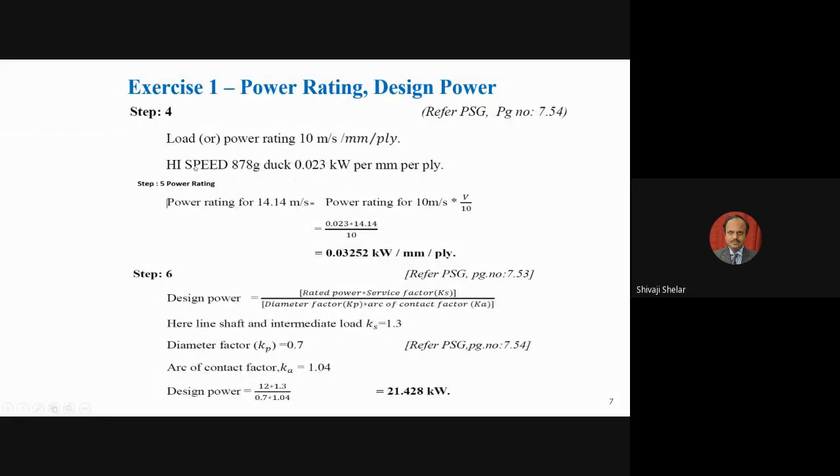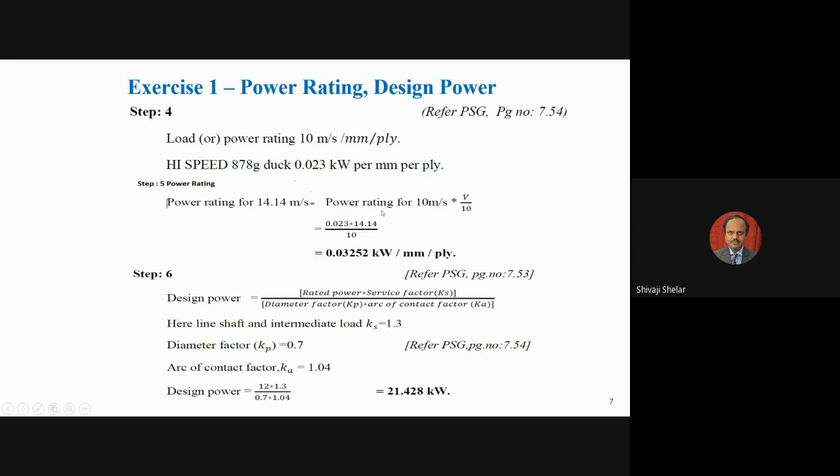We have selected here the high speed belt. For that, the power rating was 0.023 kilowatt per millimeter of width per ply. Number of plies is 1 here. By selecting this width, we can go for the power rating for the application required. The power rating we require is for 14.14 meter per second.